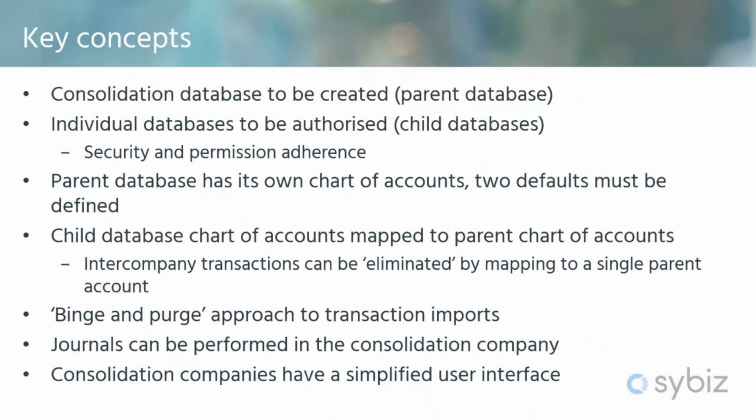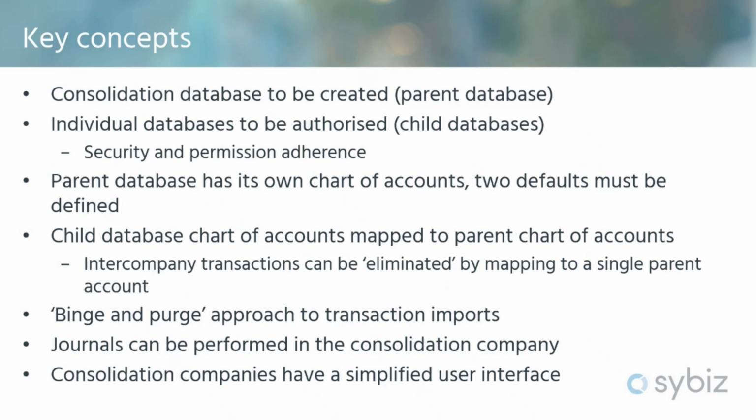And as mentioned, the parent database has its own chart of accounts, and there's 2 special accounts that must be defined in the defaults, which we'll talk about in a bit more information in a moment as well. And essentially the process from there is the child database chart of accounts is mapped to the parent chart of accounts, and you do have the ability, as mentioned, because you don't have that constraint where an asset account in a child database must be an asset in the consolidated database. You can cross over those bounds if it's better reported as a liability at the consolidation level, and so that allows you to eliminate those things like intercompany loans, etc.